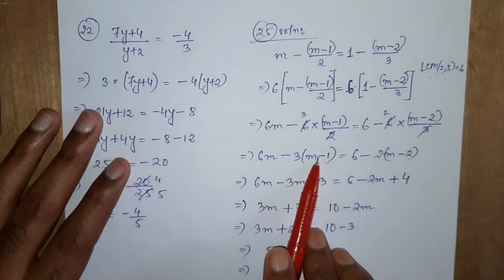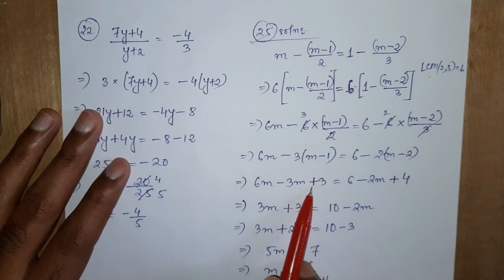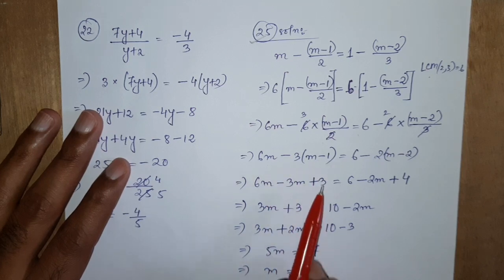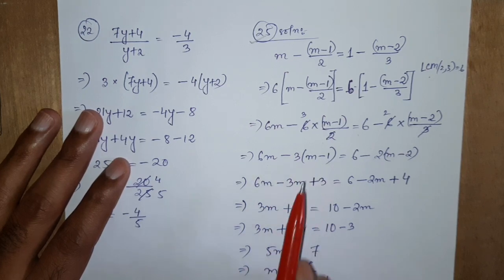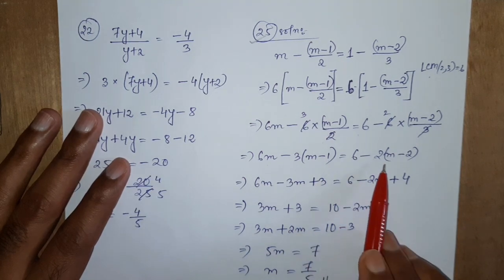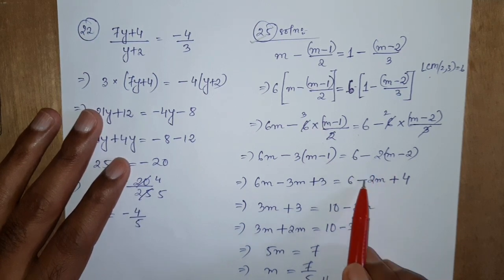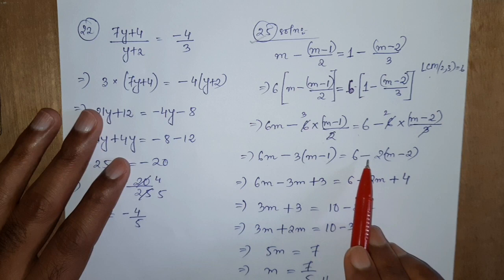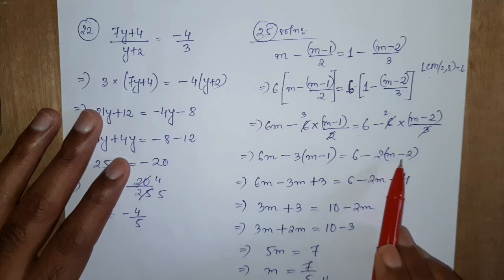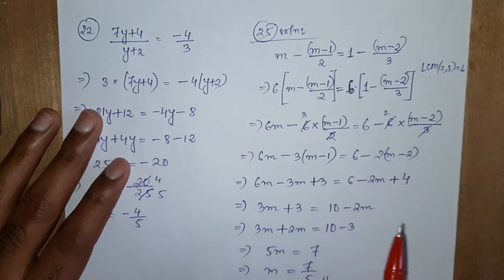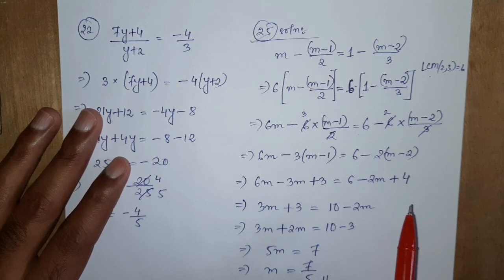So what it becomes: 6m minus 3 into (m minus 1), 6 minus 2 into (m minus 2), okay. 6m, 6m, 3 into m, 3m, minus minus plus 3 into 1, 3. You have to operate the sign also, okay, along with the coefficient. 6 6 minus, here obviously plus, so the first term since it is plus, no need to worry, it will remain minus. 2 into m, 2m. Here since it is minus, minus minus plus, 2 2 is 4, okay. These things you have to see very well, okay.